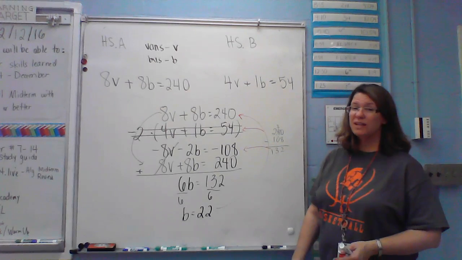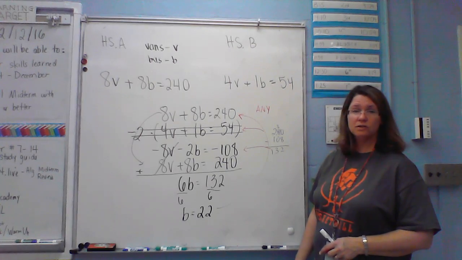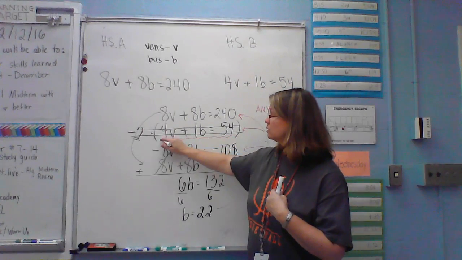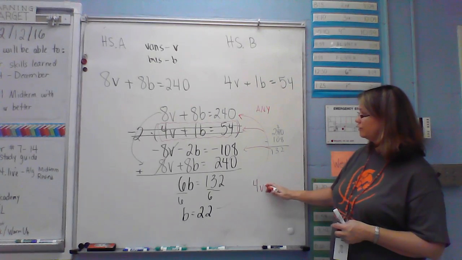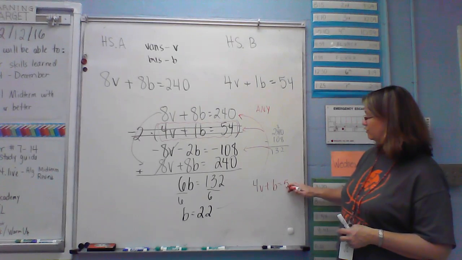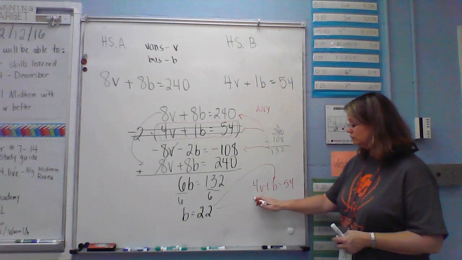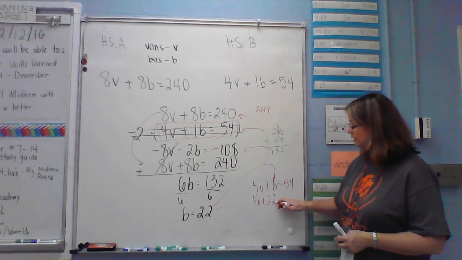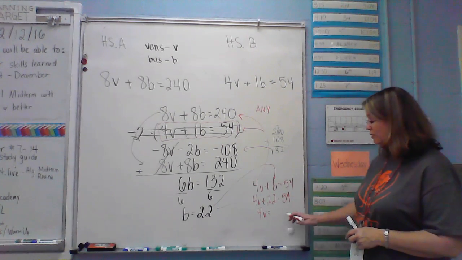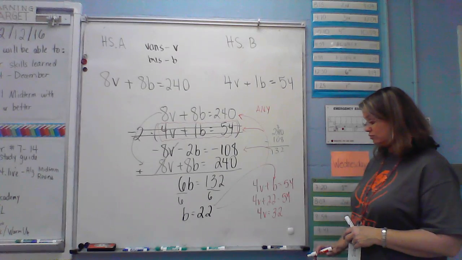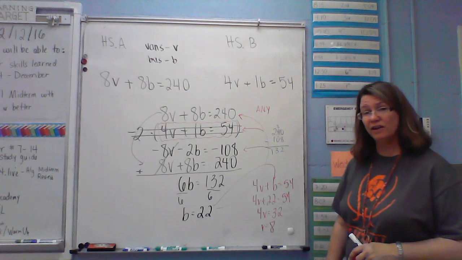Well, keep in mind you can use any of those equations. Which one of those equations seemed the easiest? My personal preference was the one that we crossed out. So I'm going to take that problem, 4V plus 1B equals 54, and guess what our B has just now turned into? 22. 4V plus 22 equals 54. We're going to get rid of the 22 by subtracting, so that's going to give us 32. And if we divide by 4, 8 people can fit in a van.